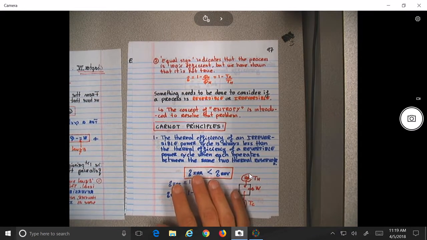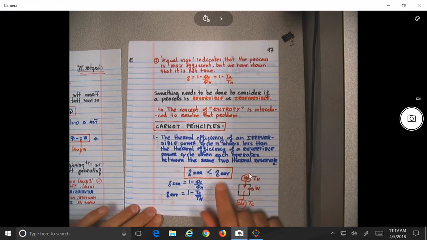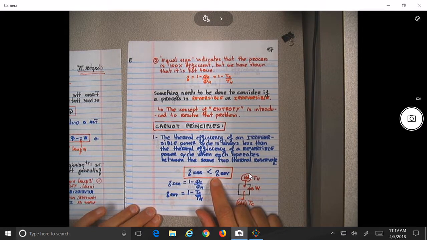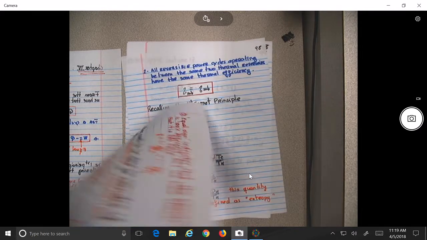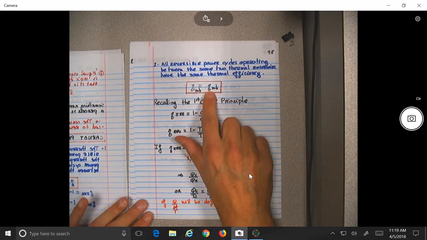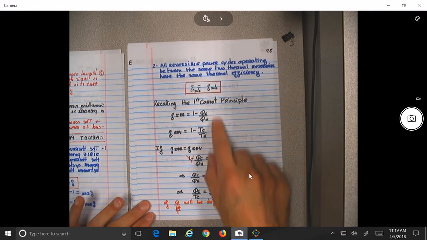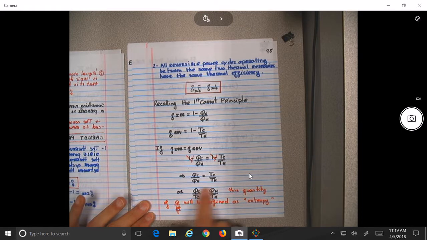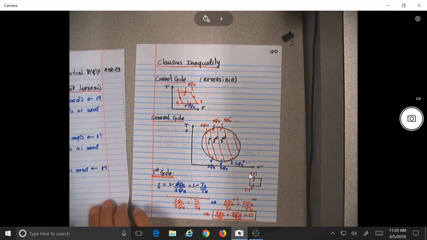So in order to take that effect into account, we defined the Carnot principles, which basically say that the efficiency of an irreversible cycle is always lower than the efficiency of the reversible cycle. And the second one says that the efficiency only depends on the temperature of the reservoirs and not the substance. So basically I said this ratio is really important over here. Okay, so this is the exam. And then we kept going with the class notes.